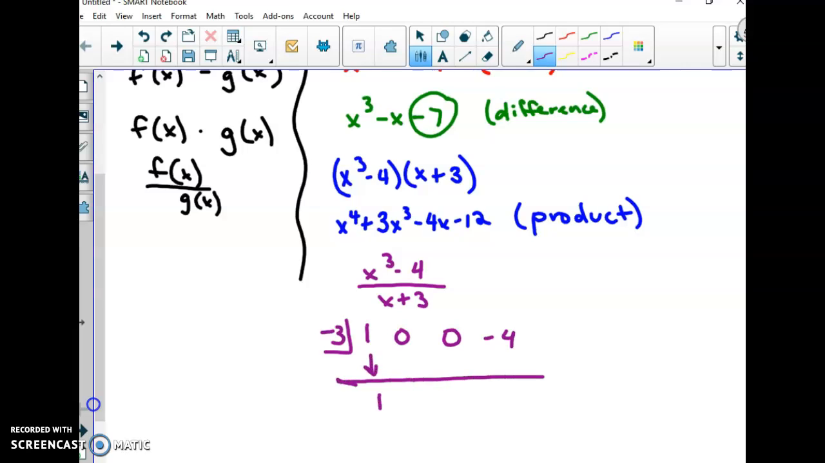Just a quick refresher how this works, so you guys can follow along here. I know I'm probably going to get a remainder, and that's okay. I mean, that's my goal, is to actually divide this. So realistically, I've got x squared minus 3x plus 9 minus 31 over x plus 3.